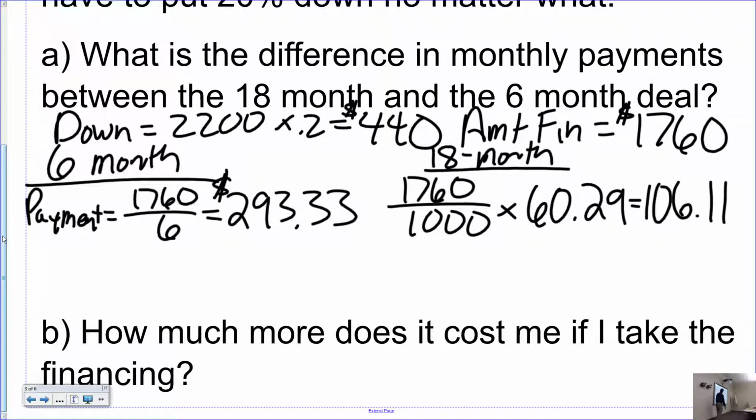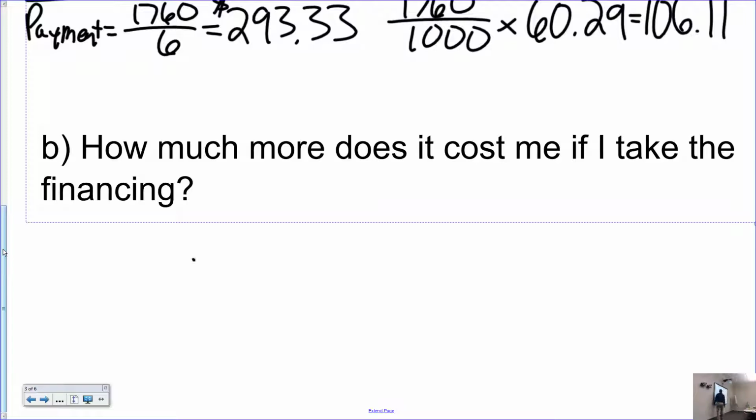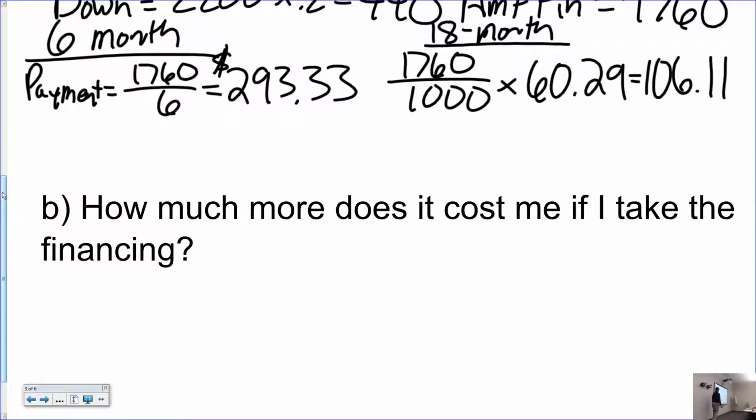Very classic, all right? So, unfortunately, of course, you guys do know some math. And so you do think about it a little bit and you say, oh, how much more does it cost me if I take the financing? How are you going to figure that out? You take the 106.11 times 18, would you? Sure. 18 months. Okay.